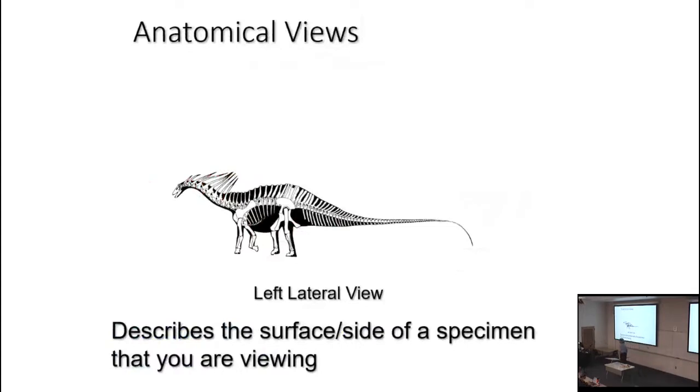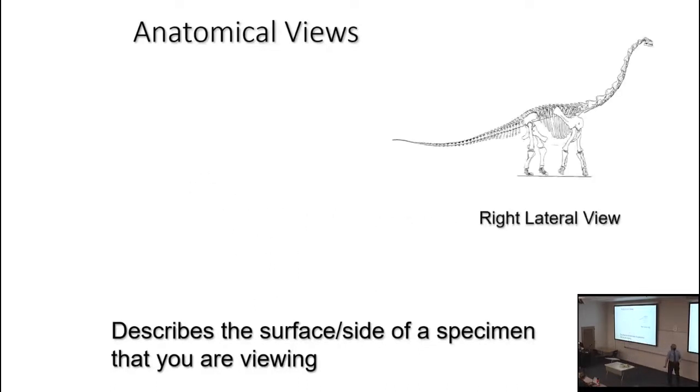Now, another thing we have to think about is anatomical views. What parts, or what direction are you seeing it from? Often, if you're reading a paper, it'll tell you that you're seeing this bone in right lateral view. And what do we mean by that? It describes which surface you're seeing. So lateral view would be a side view, and since we're bilaterally symmetrical organisms, we have a left lateral view, that is, you're seeing my left side, and a right lateral view. Here we're seeing the left lateral view of a Marshosaurus. Here's a right lateral view of Allosaurus.